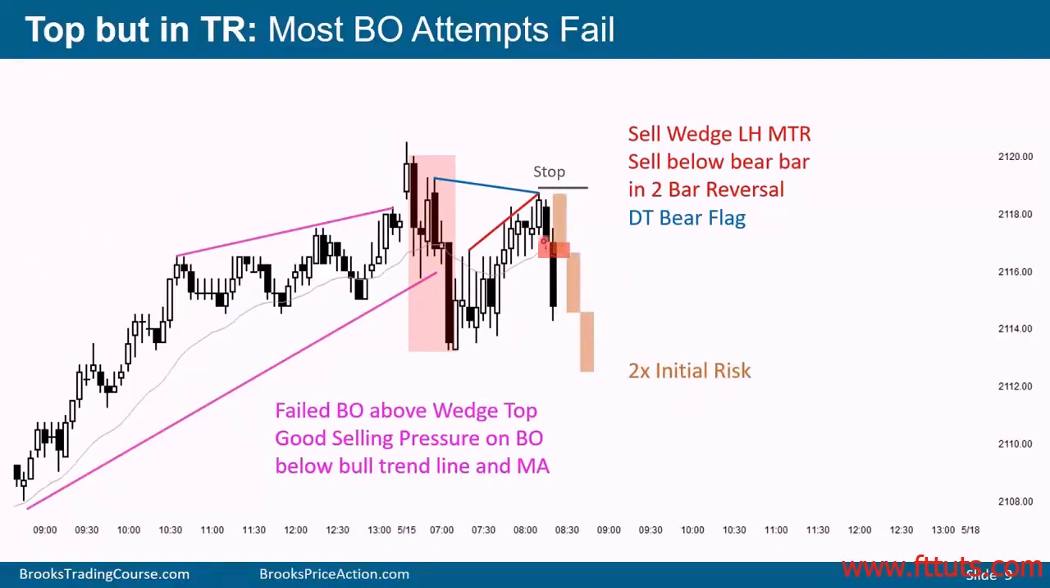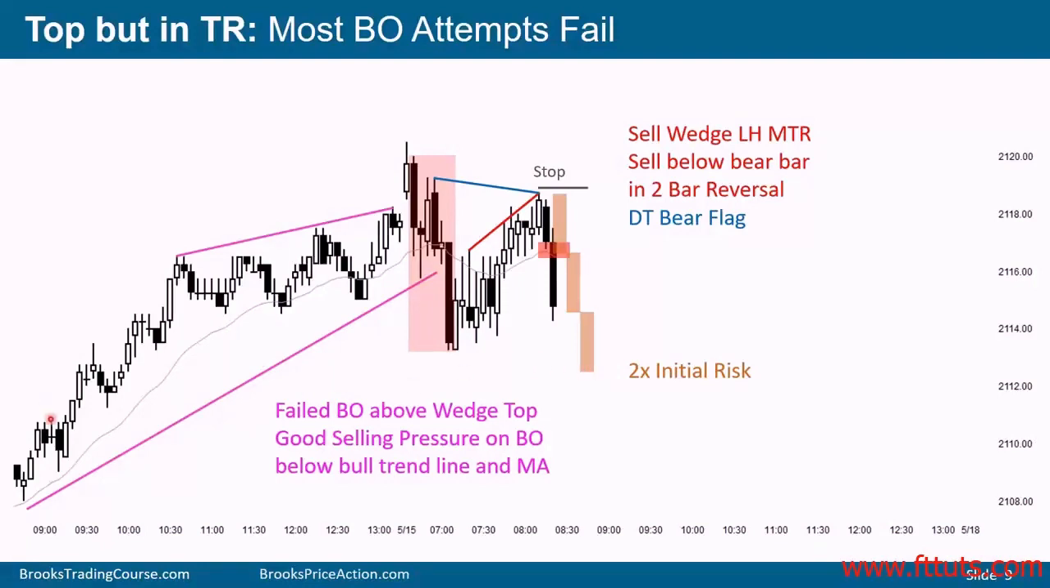If you short below this bear bar, I don't like to short below bull bars. I prefer to short below a bear bar closing on its low. So this is where I would short. If I shorted and I used a stop here, my initial risk would be the height of this brown box. And 2 times my initial risk would be here.